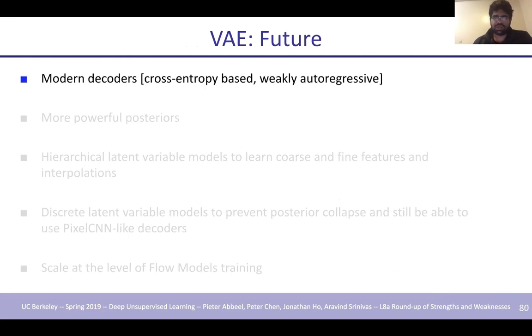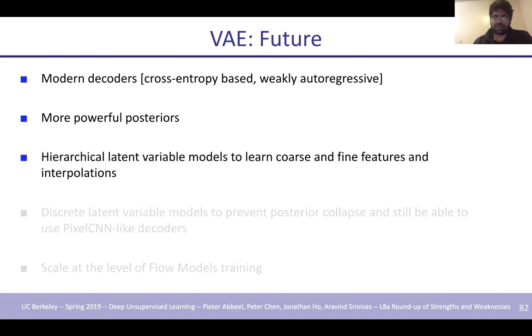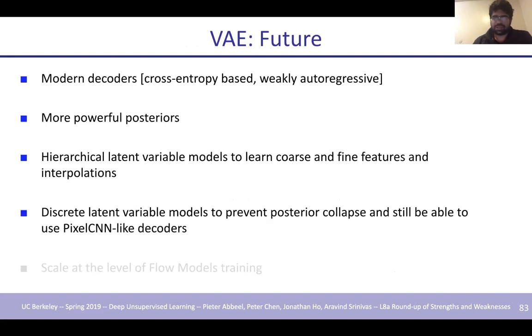You can use bigger decoders, more powerful posteriors. You can think about how to do hierarchical latents to learn coarse and fine-grained features, and discrete latents like VQ-VAE, and also large-scale training like flow models have been done, like Glow or Flow++.